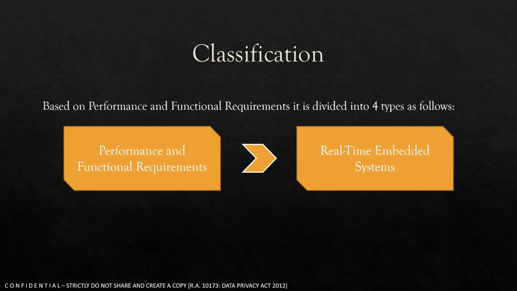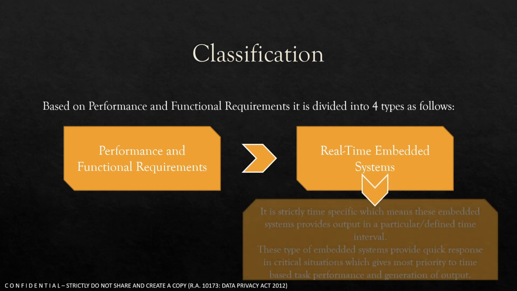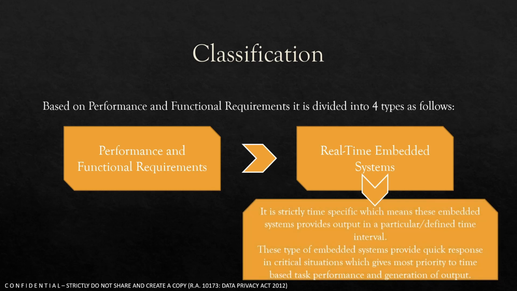First is the real-time embedded systems. It means that it is strictly time specific, which means this embedded system provides output in a particular defined time interval, which is why it is called real time. This type of embedded system provides quick response in critical situations, giving most priority to time-based task performance and generation of output. That's why real-time embedded systems are used in the defense sector. They may also be used in the medical and healthcare sector, and some other industrial applications where output at the right time is given more importance.